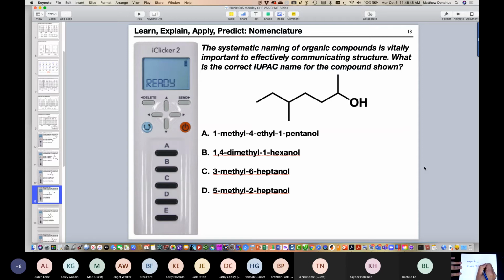The correct answer is 5-methyl-2-heptanol. So we number 1, 2, 3, 4, 5, 6, 7. So 7, that's where we get the heptane. The major functional group is an alcohol. That's at the 2 position. Then the alcohol is OL.